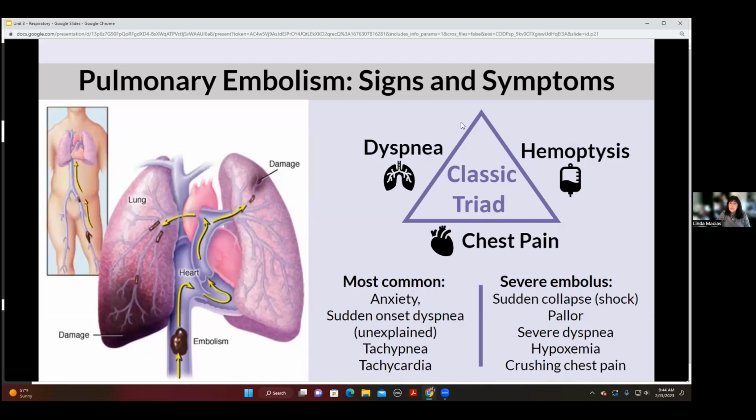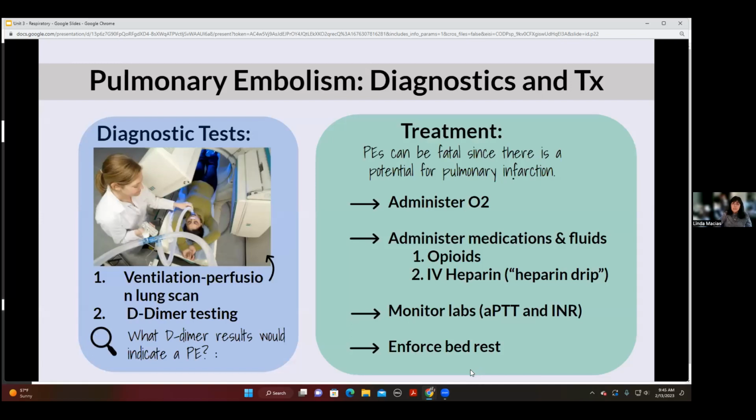Dyspnea, hemoptysis, and chest pain are the classic triad for the embolism, and they can come on quick. There's something that we don't just overlook. Anxiety, sudden onset of unexplained shortness of breath, tachypnea, tachycardia. You're going to want to act quickly on that. Not, "Well, I'll be back after my break and we'll talk about it." No, you want to act quickly, because it could be a sudden collapse, like a severe embolism, sudden collapse, pallor, they get very pale, severe dyspnea, hypoxemia, and then a crushing pain. It can go fast, but it can also be treated quickly too.